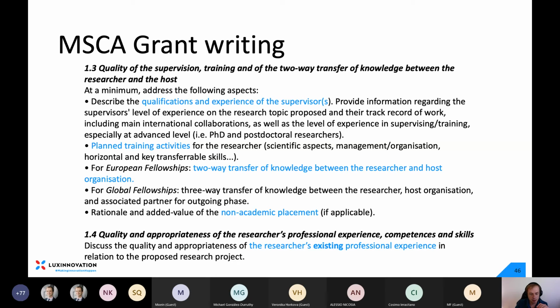And then this two-way transfer of knowledge. Sometimes people misunderstand this a bit. This is what I mentioned a bit before. You will have knowledge that your host doesn't have: knowledge, skills, network. It's not only traditional knowledge, and your host will have the same that you don't have. So what kind of knowledge is that? You need to specify it. And how, and that's important, how do you guarantee the transfer? And again, you need to be concrete.